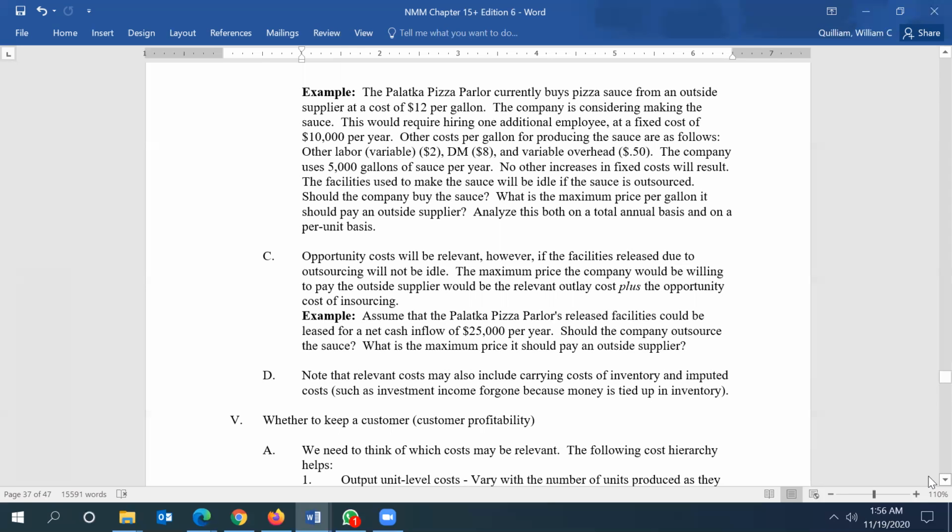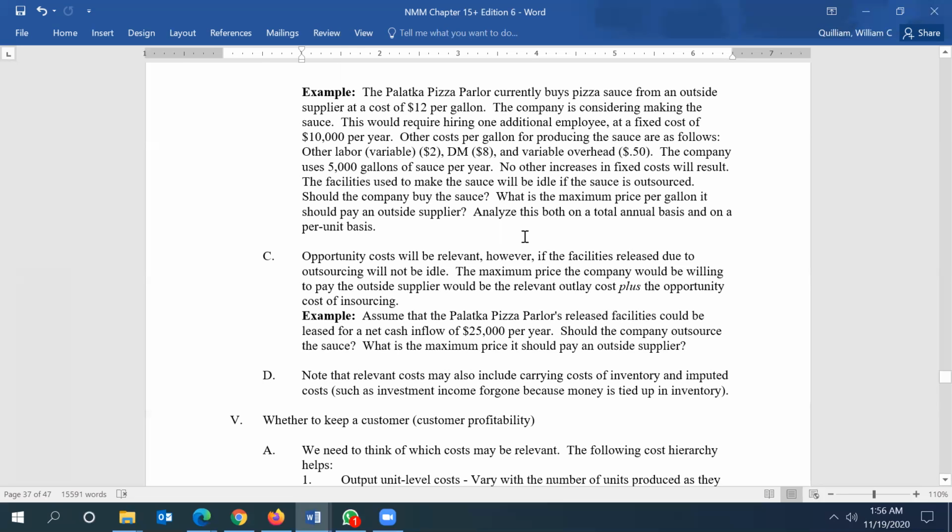The company uses 5,000 gallons of the sauce per year. No other increase in fixed costs will result. The facilities used to make the sauce will be idle if the sauce is outsourced. So the facilities, kitchen facilities, if you will, that we're currently taking up to make the sauce, well, if we no longer occupy them by making the sauce because we've outsourced, well, those facilities are just going to sit there.